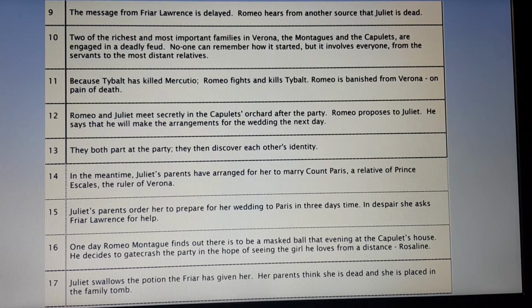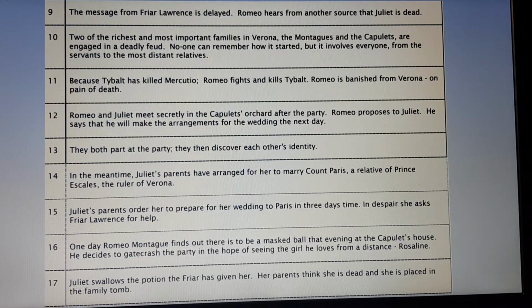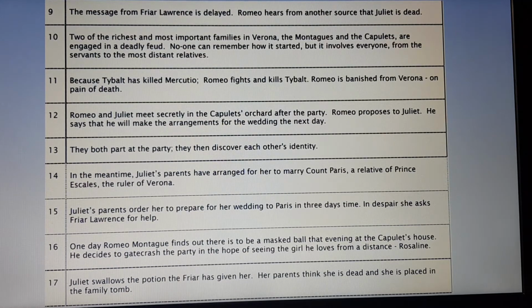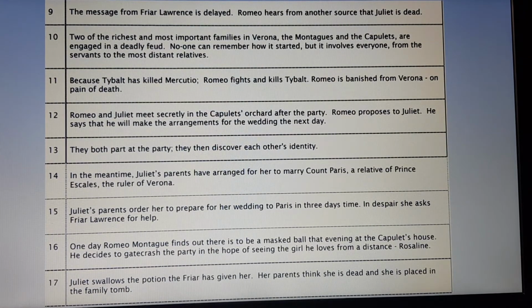Number 12, Romeo and Juliet meet secretly in the Capulet's orchard after the party. Romeo proposes to Juliet. He says that he will make the arrangements for the wedding the next day. Number 13, they both part at the party. They then discover each other's identity. 14, in the meantime, Juliet's parents have arranged for her to marry Count Paris, a relative of Prince Escalus, the ruler of Verona. 15, Juliet's parents order her to prepare for her wedding to Paris in 3 days' time. In despair, she asks Friar Lawrence for help.